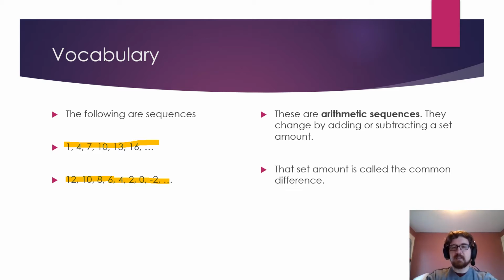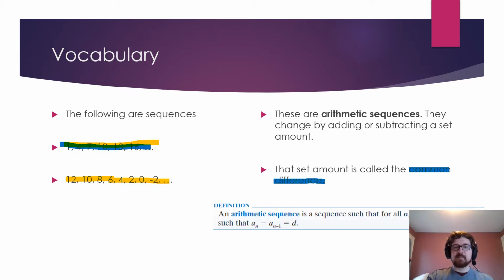Now, that set amount that they change each time, this top one changing by 3, the bottom one changing by minus 2, that's called the common difference. That's pretty important. It's common because all the terms have it, and a difference because we're subtracting each time. Now, you can also say, but wait a second, we just added in that first one. Yeah, but we don't have to add. We're going to just call it the common difference.